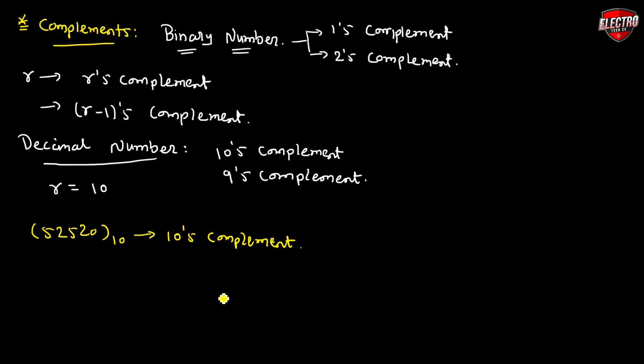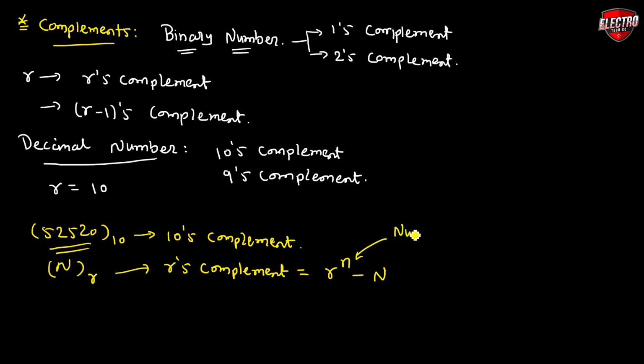The standard or general method to find the 10's complement or R's complement is as follows: for a given number N of base R, the R's complement is equal to R raised to n minus capital N. Here small n indicates the number of digits in the integer part of the given number.